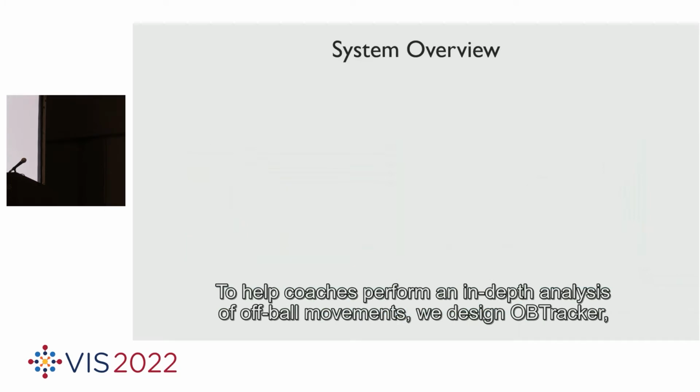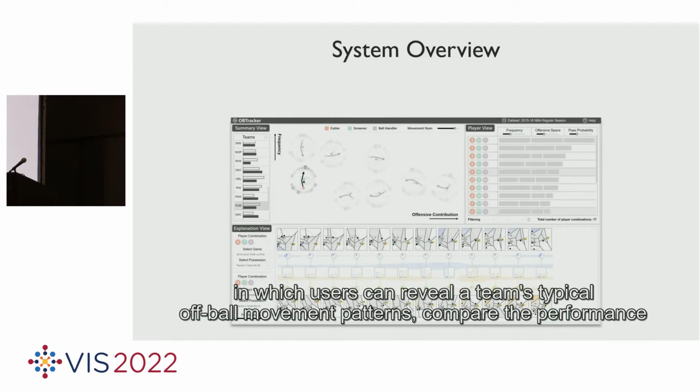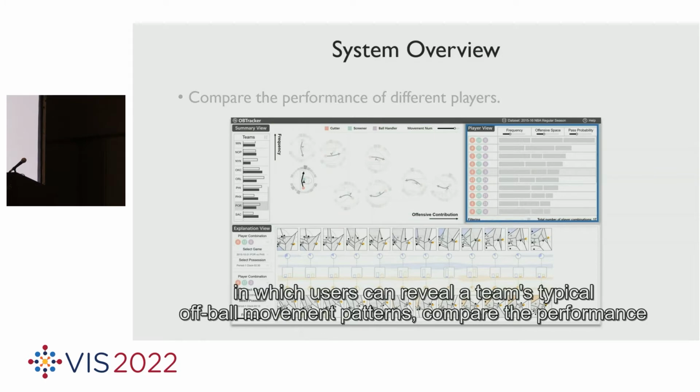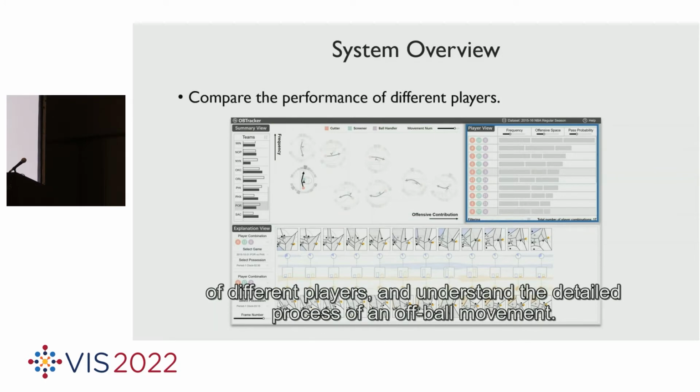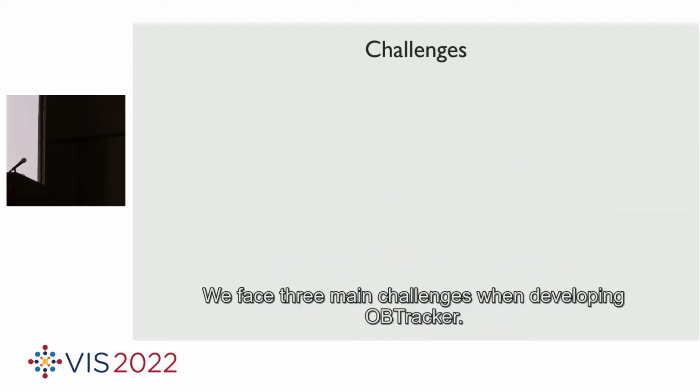To help coaches perform an in-depth analysis of off-ball movements, we designed OB Tracker, in which users can review a team's typical off-ball movement patterns, compare the performance of different players, and understand the detailed process of an off-ball movement. We face 3 main challenges when developing OB Tracker.